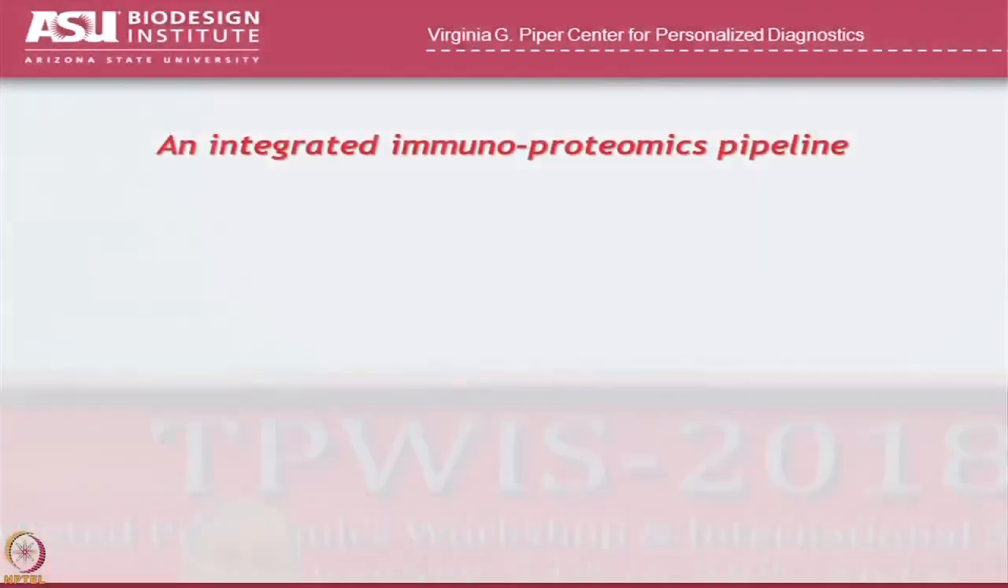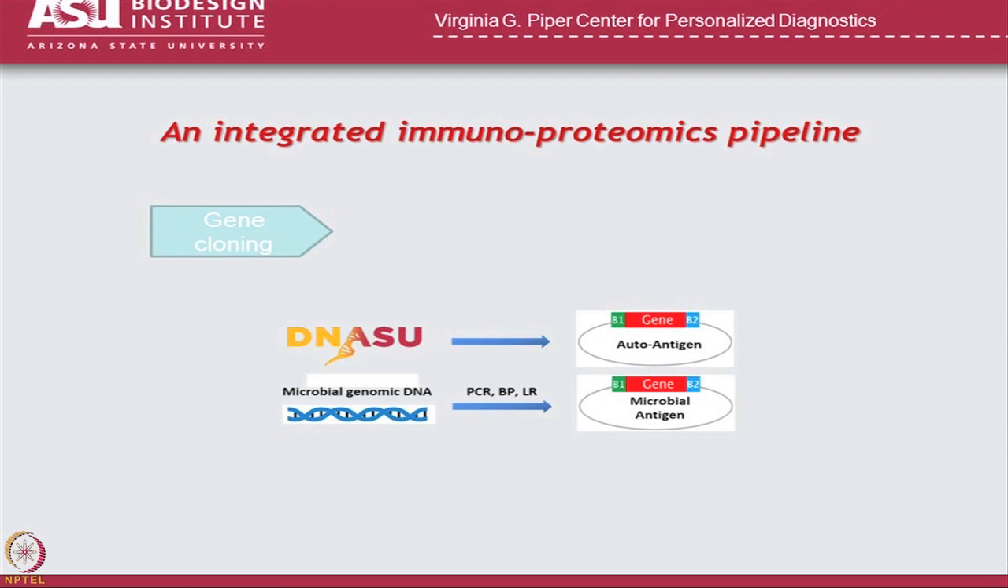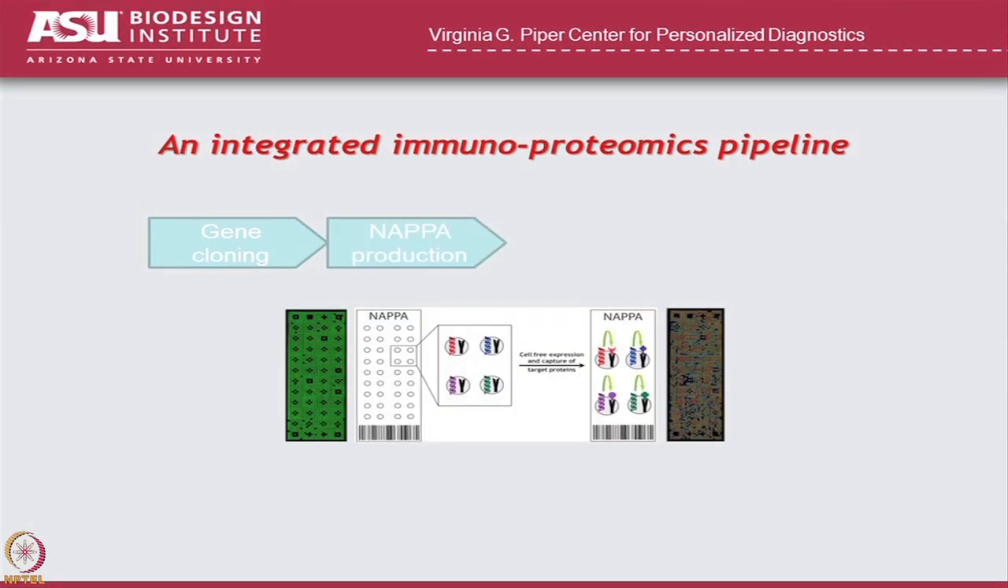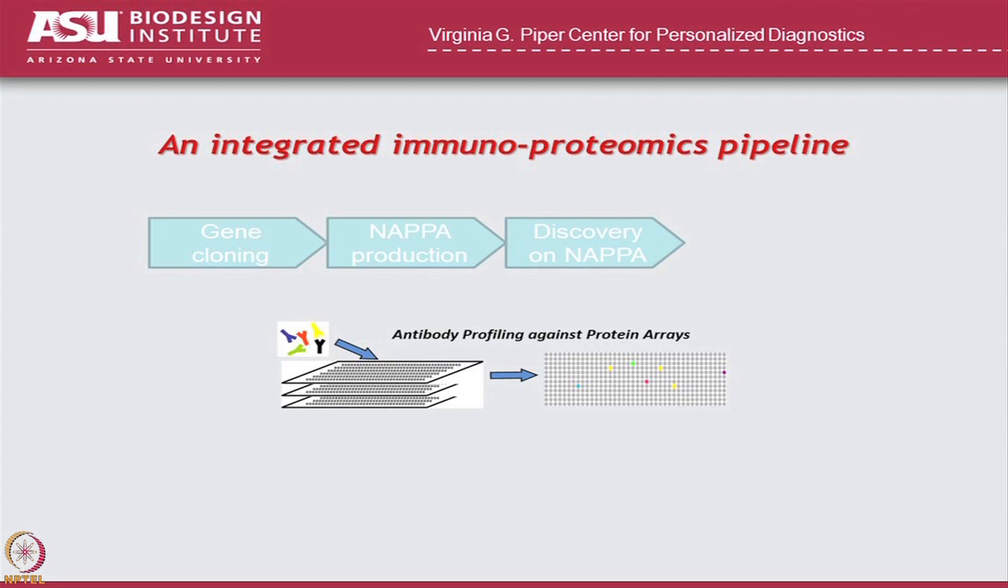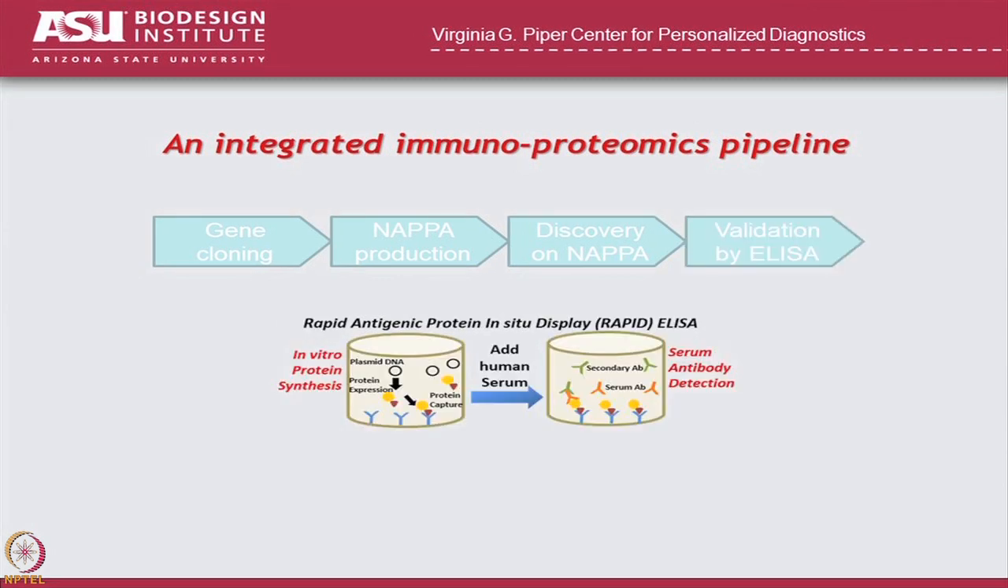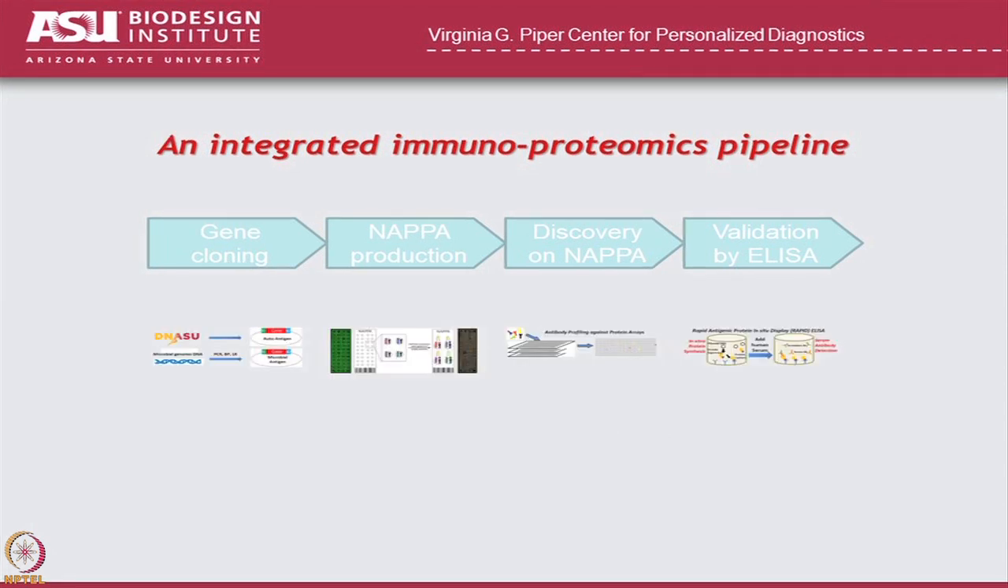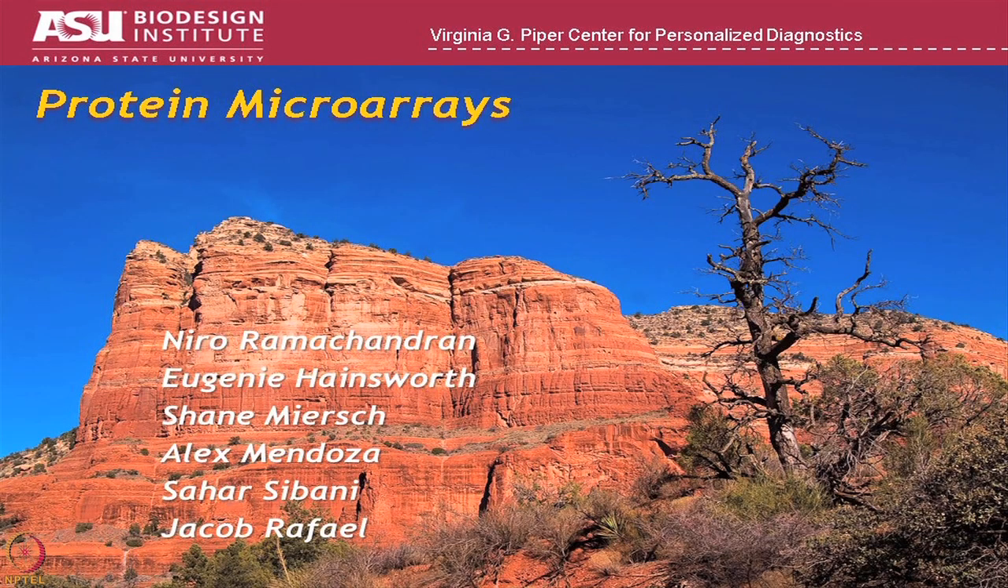All right, so we're going to start now by talking a little bit about the NAPPA method, right? And I already spent some time talking to you about the gene cloning part, right? So that's how do you make the clones for the genes that you're going to put on your protein arrays. We'll talk a little bit today about NAPPA production, and I'm going to do it a little bit from a historical perspective. So how did we come about this method, and how does it generally work? Then we'll talk a little bit about how to do discovery on the platform, and then finally, nothing you do works if you don't go back and validate it. So that's kind of like the whole end-to-end process.